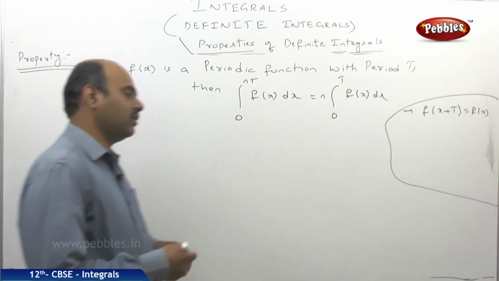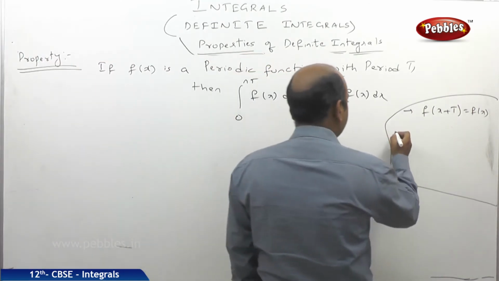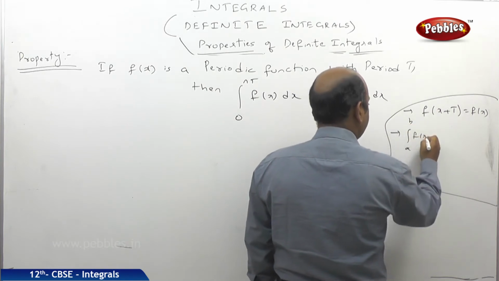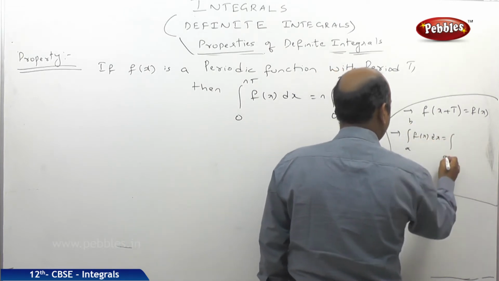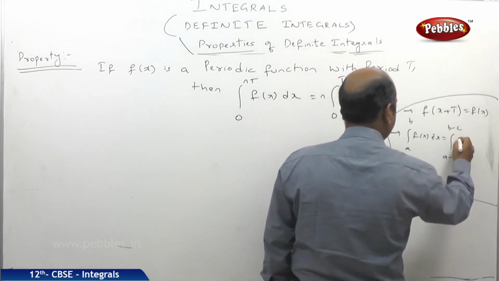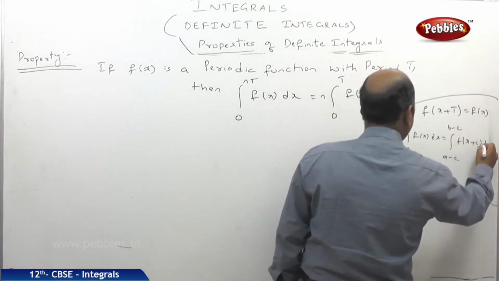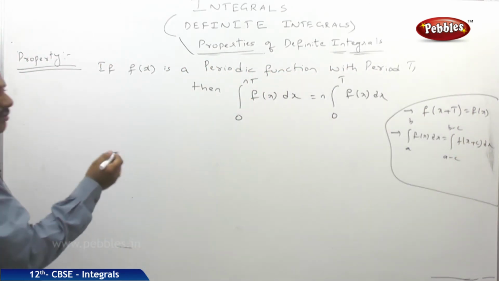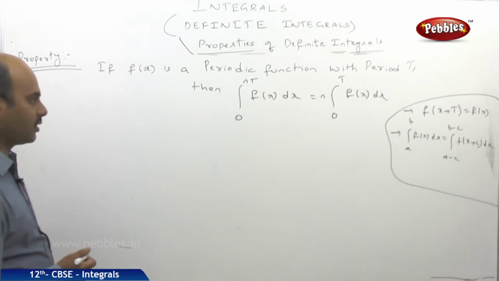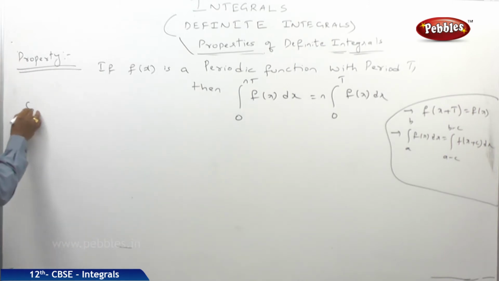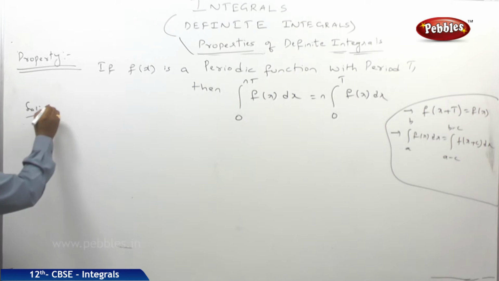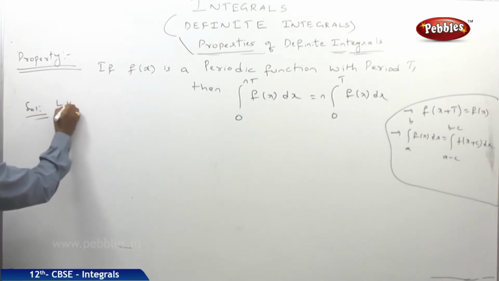While proving this result, we need to remember another important property: integral of a to b f of x dx is equal to integral of a minus c to b minus c f of x plus c dx. We need to remember this property which we discussed in the previous class. So now I am proving this property. In the CBSE examination, this property has been asked 2 to 3 times. We should remember it. Now I will be considering LHS.